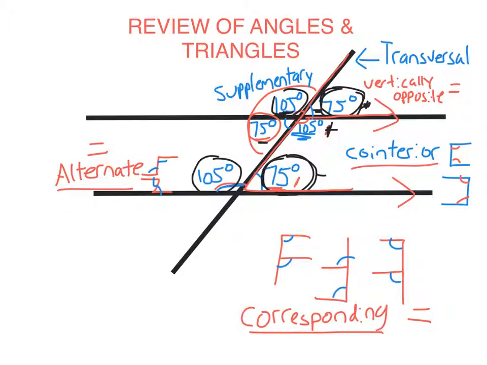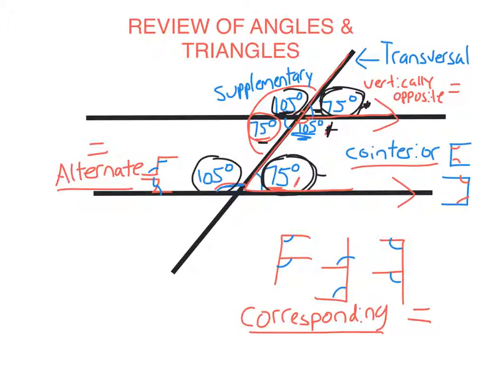So the ones that I've written in red, corresponding, alternate, and vertically opposite, they are all equal. Vertically opposite angles, alternate angles, and corresponding angles are equal. Of course, alternate and corresponding angles have to involve parallel lines to be equal.